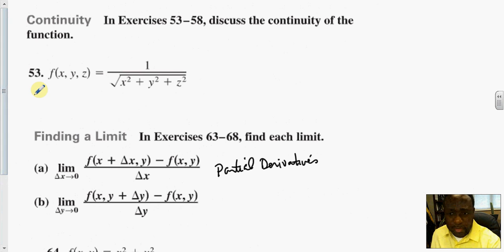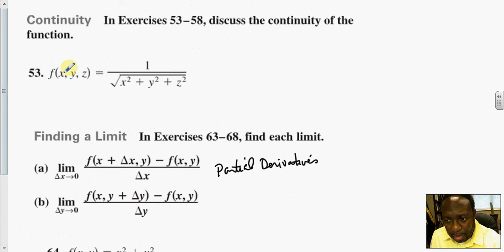But before that, it says discuss the continuity of this particular problem. I thought I had another problem there as well, but anyway, let's look at this one. This function is continuous for all x, y, and z values except at the origin, because at the origin x is 0, y is 0, and z is 0, and you would have 1 divided by 0.